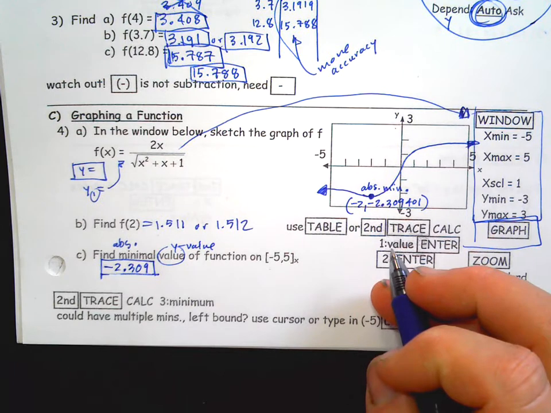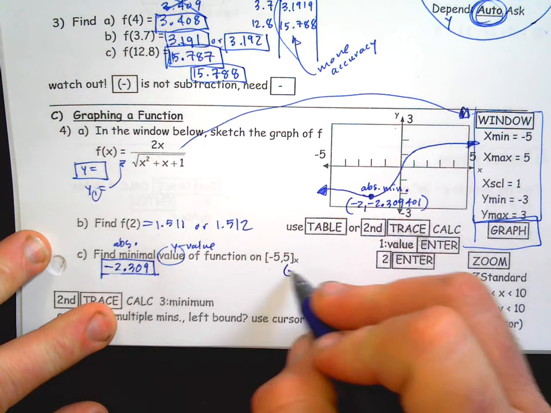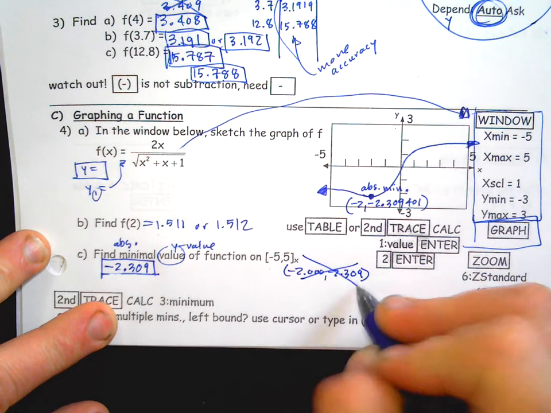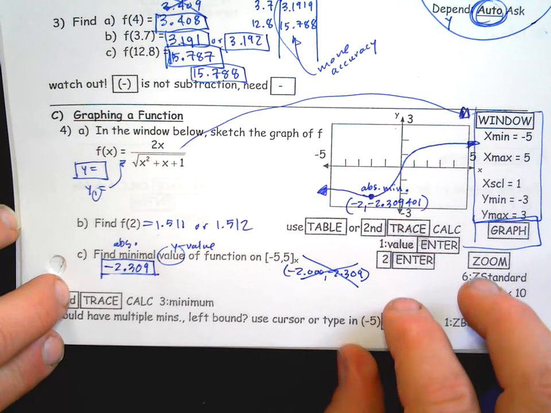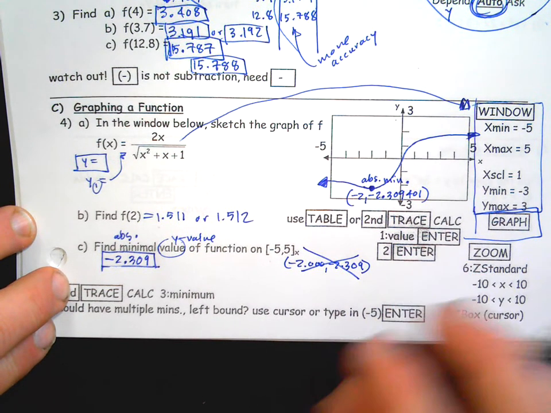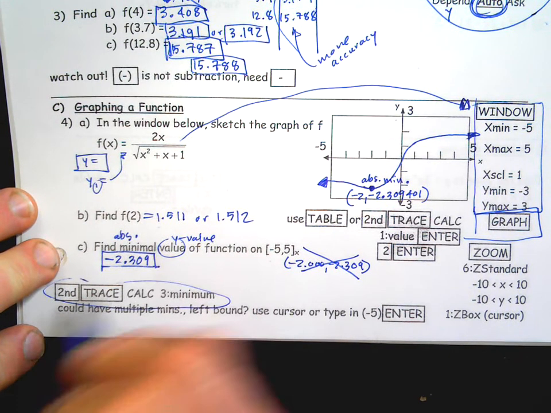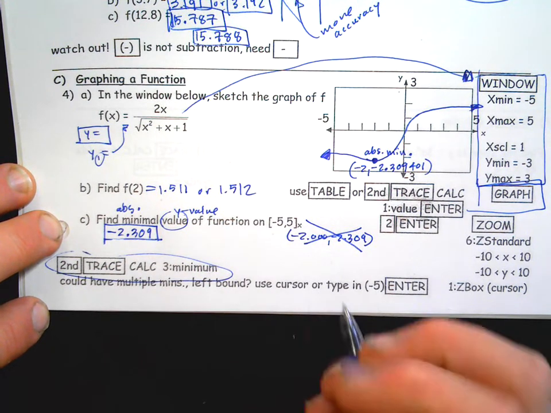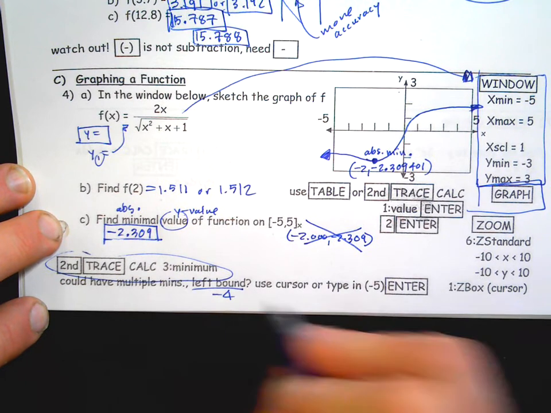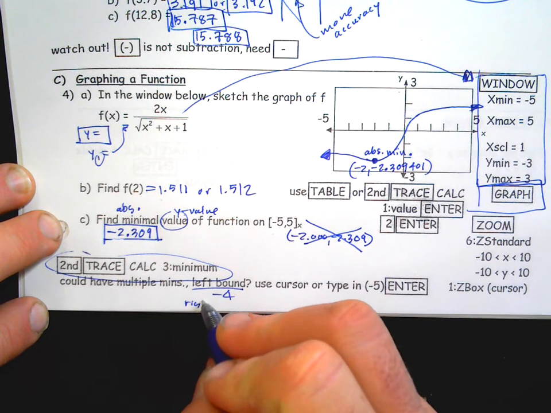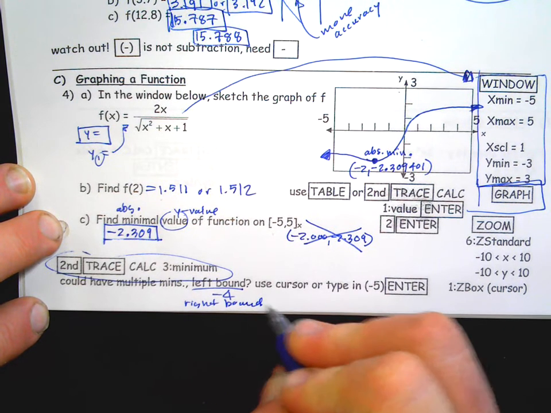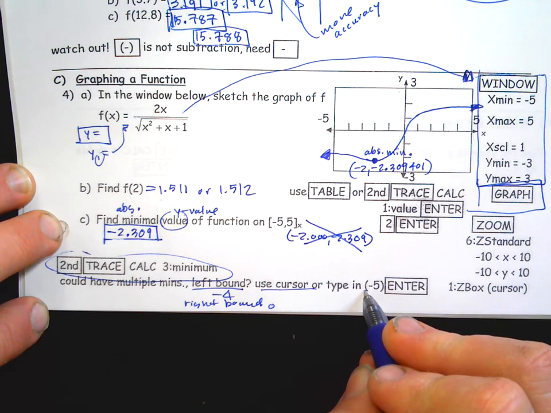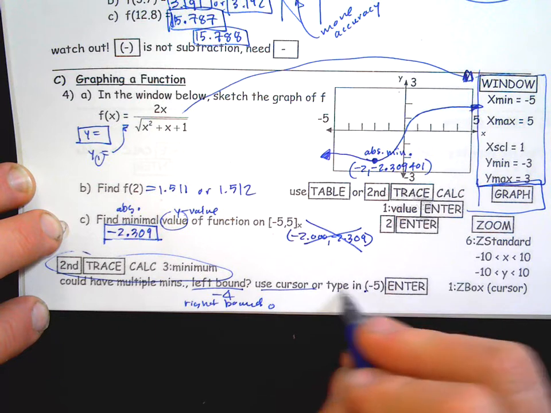If you write the coordinates -2.00, -2.309, that's my answer. Nope, not good enough. Okay. So what we want to do is, by the way, this is the directions for how you found it. You could have multiple mins, like relative mins. So left bound, I think we typed in -4, right bound, we typed in 0. You could use the cursor or type it in, or you could use your cursor to find the bounds, or you could just type it in, right?